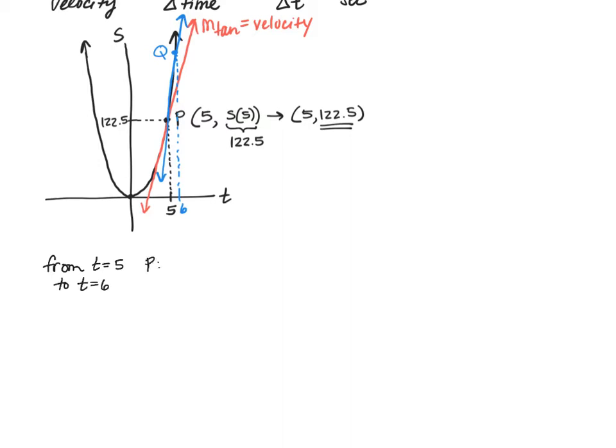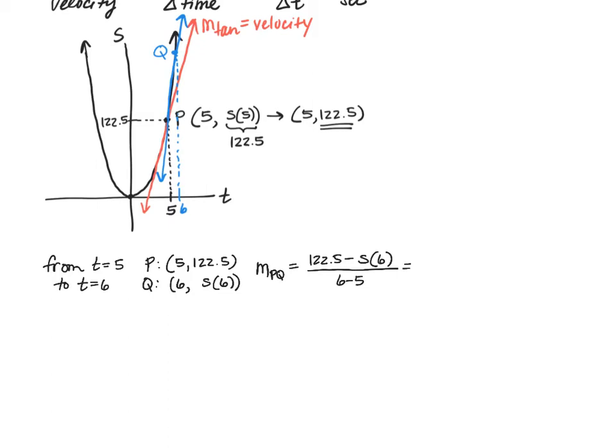So point P is still the point (5, 122.5). And point Q has a time value of 6. So I'm just going to write the output here as S of 6. That's going to be the distance fallen after 6 seconds. So therefore, the average velocity will be the slope of PQ, which will be y minus y, 122.5 minus s of 6, divided by 6 minus 5.